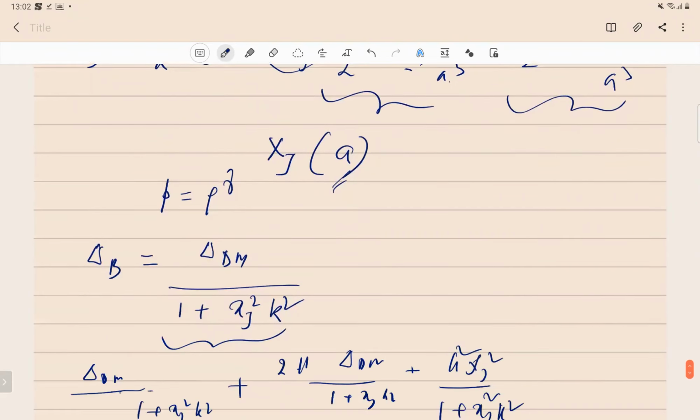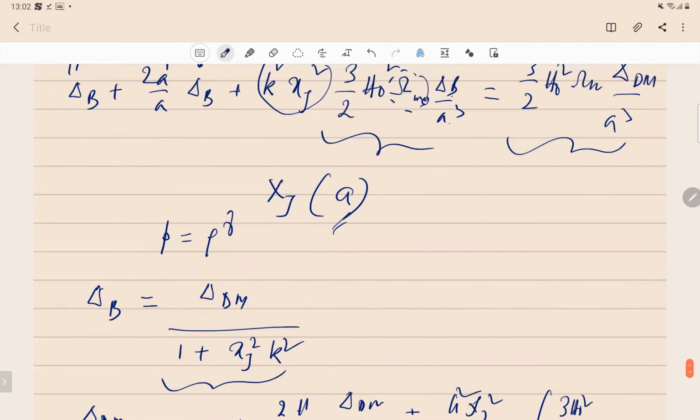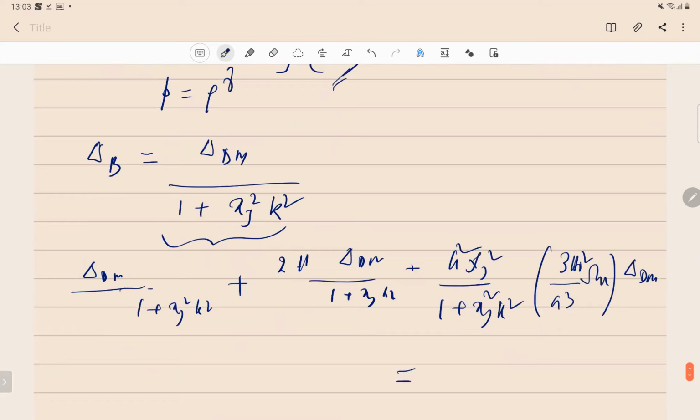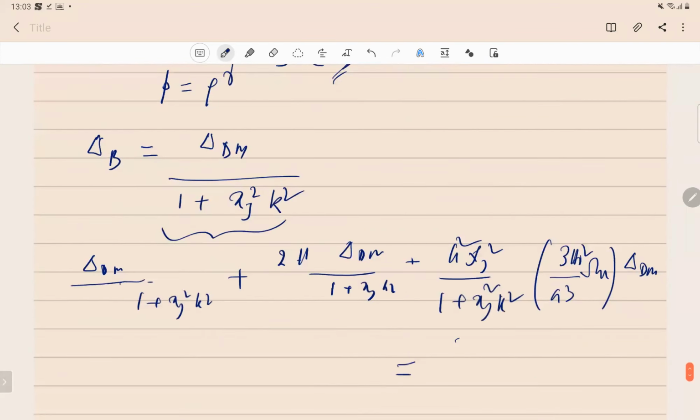This factor 380 whatever, a cube omega matter, and then you have dark matter, and on the right side you have 3 by 2 H naught square a cube omega matter dark matter. Now you know the dark matter satisfies its own equation.